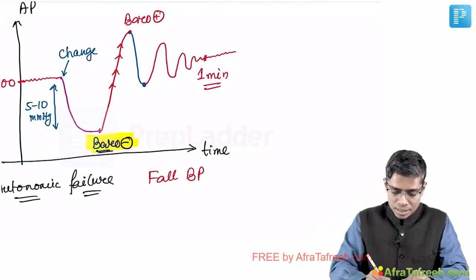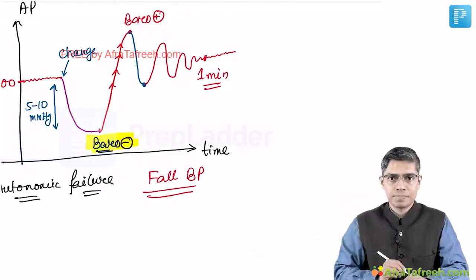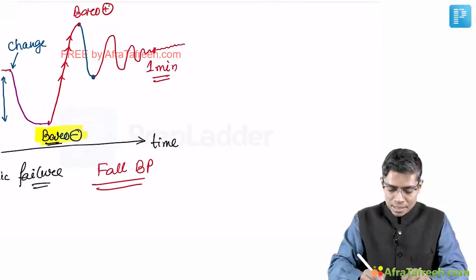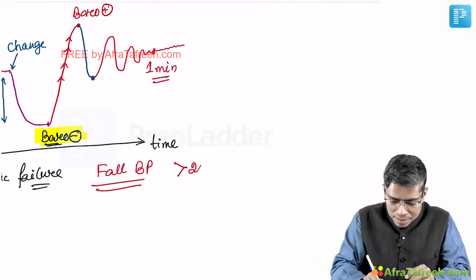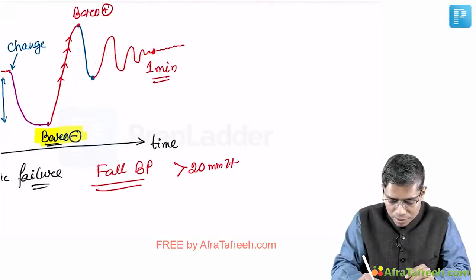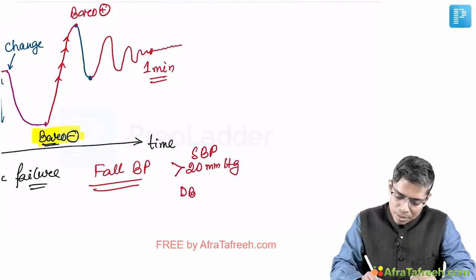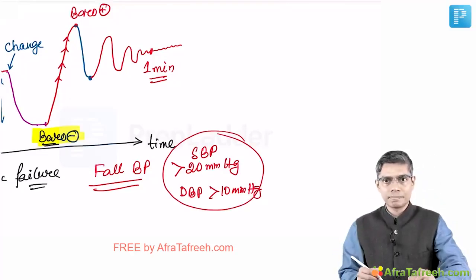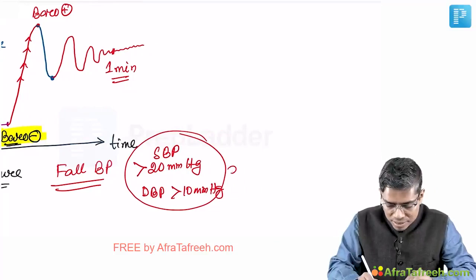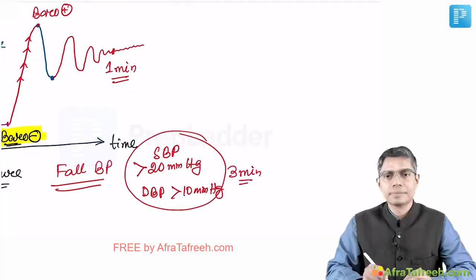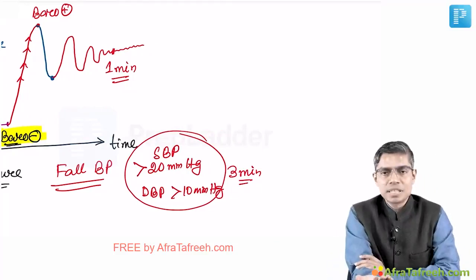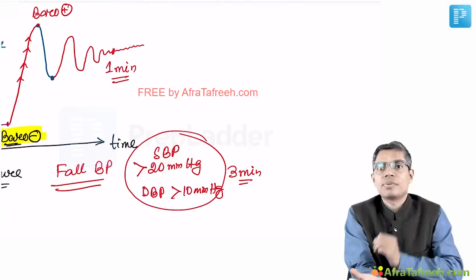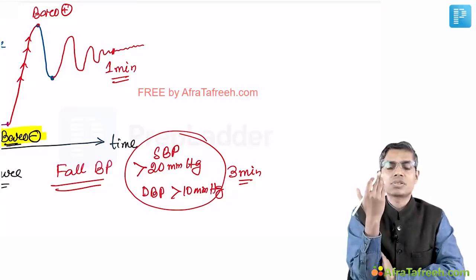By definition, if the fall of blood pressure from supine to standing is greater than 20 millimeter of mercury for systolic blood pressure, or diastolic blood pressure is falling greater than 10 millimeter of mercury, if this much fall is occurring within 3 minutes of standing, okay, so you're in a supine position. Generally the patient is kept supine for 5 minutes and then suddenly he is asked to stand up.